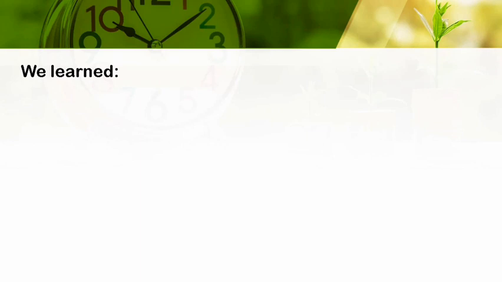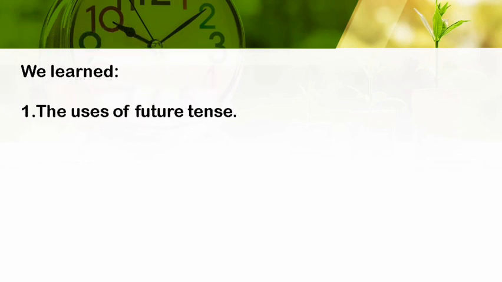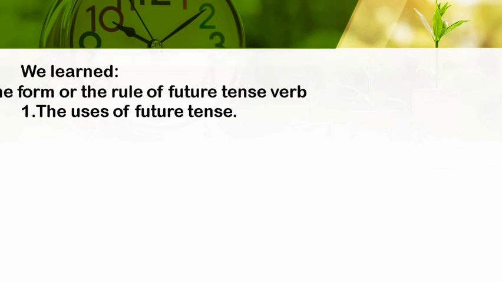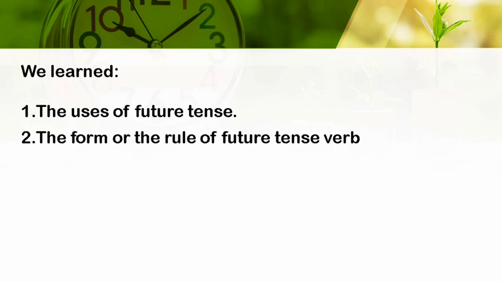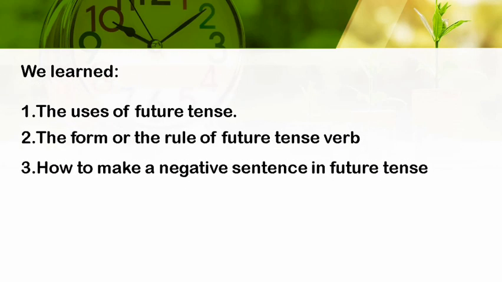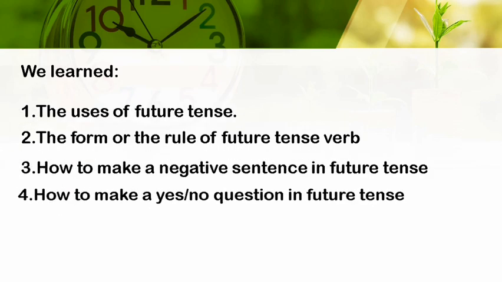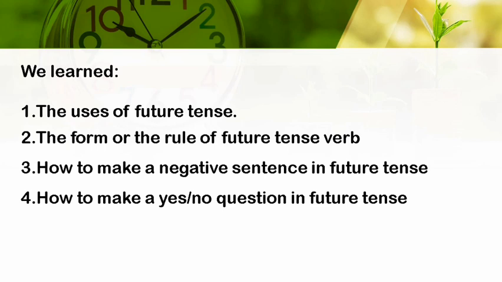Now we have learned in this video the uses of future tense. We learned that we use it to predict events that will happen in the future. We learned the form or the rule of future tense, that we use will before the main verb to make it future. We learned how to make a negative sentence in future tense: we put not after will. We learned how to make a yes or no question in future tense: we invert the subject and will.